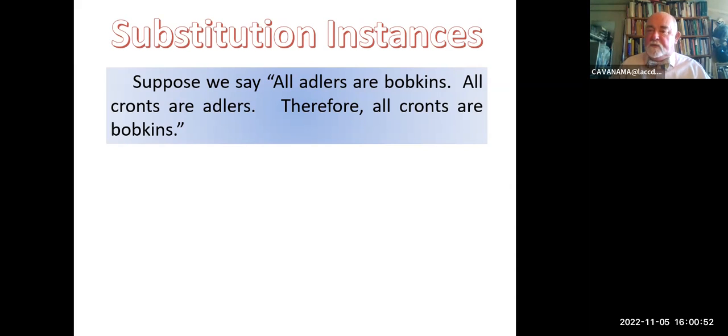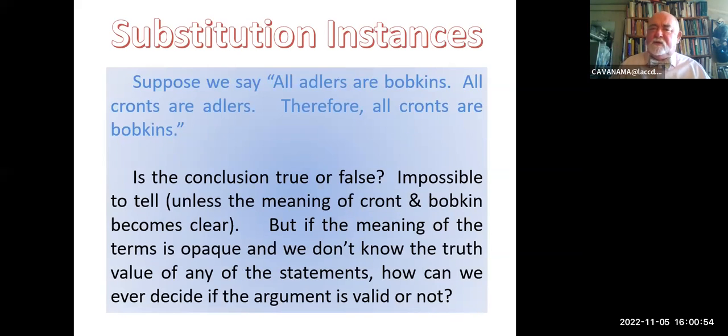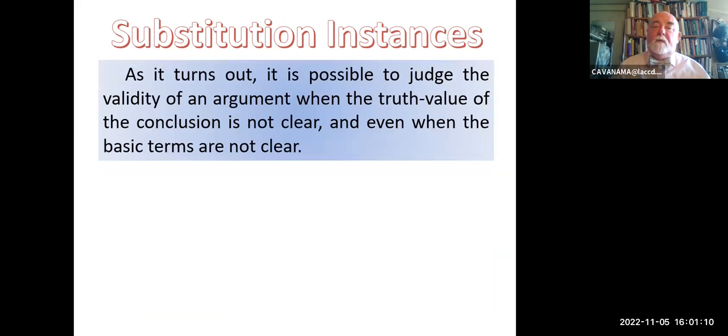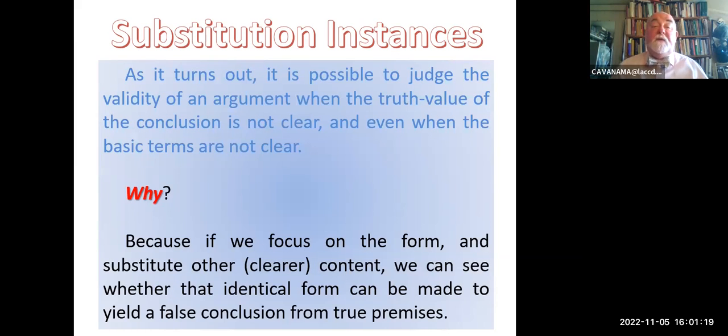Is that true? What does that even mean? We can't tell true from false unless we know what the terms refer to. We don't know what a Krantz, Bobkin, or Adler is. But if the meaning of the terms is opaque and we don't know the truth value of any of the statements, how can we even decide if the argument is valid or not? Well, as it turns out, it's possible to judge this even when the truth value of the conclusion is not clear, even when the basic terms are not clear. Why? Because if we focus on the form and substitute other, clearer content with the exact same form, then we can see that it can be made to yield a false conclusion.